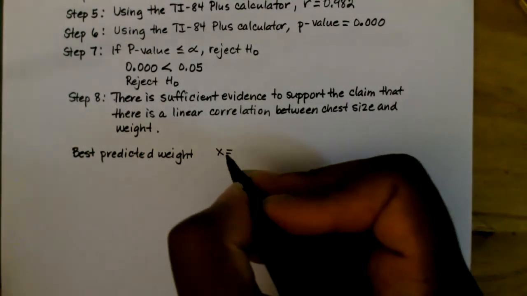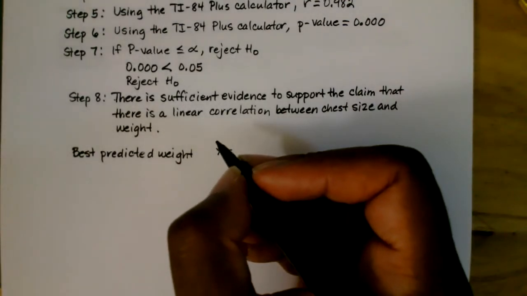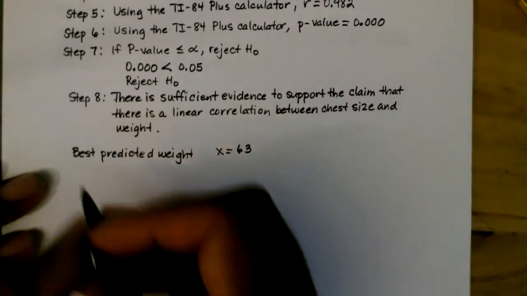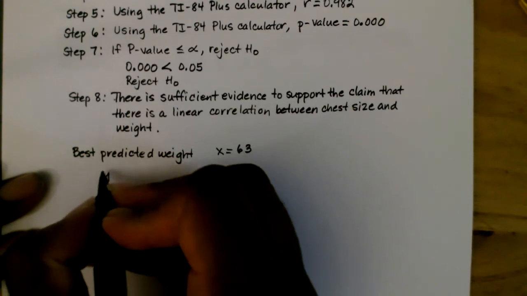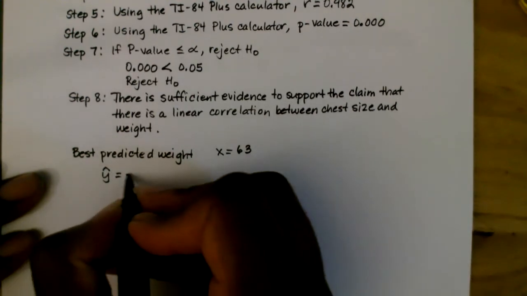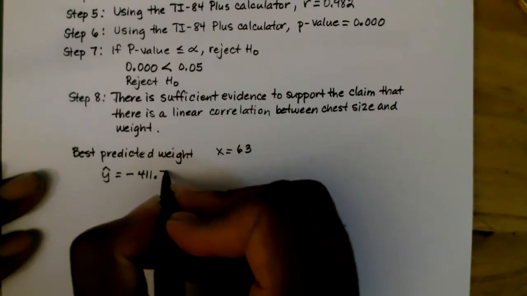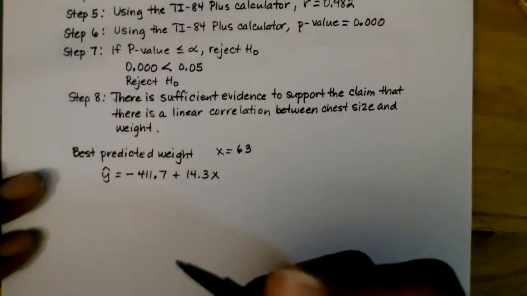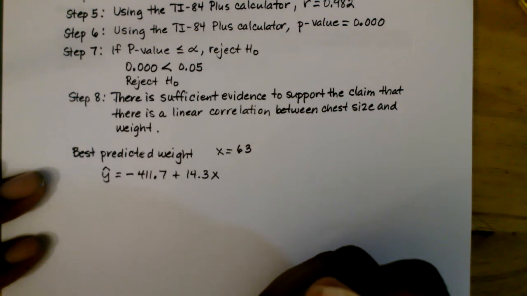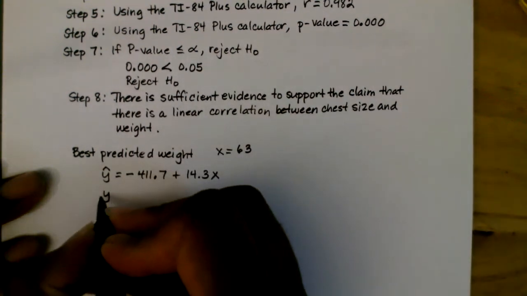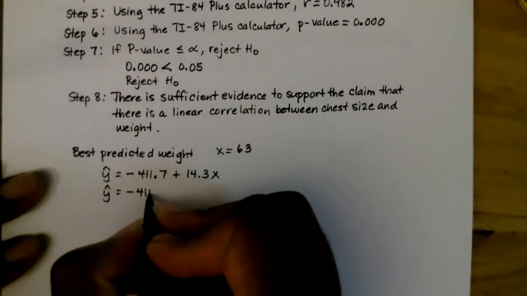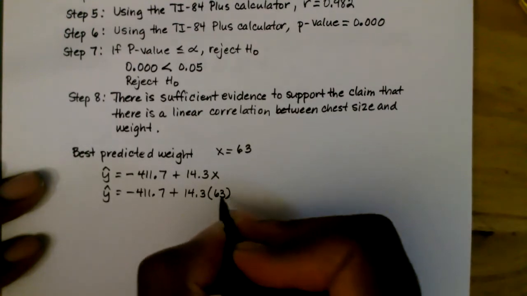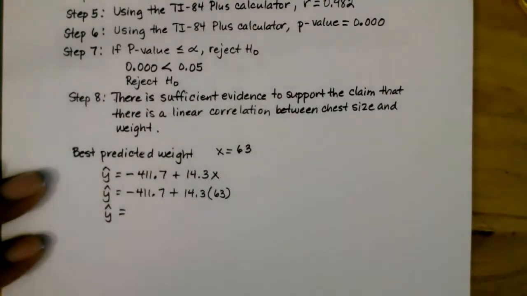And it says here, we want the best predicted weight of a bear with a chest size of 63 inches. So in this case, we use that regression equation that we came up with. That's y hat is equal to negative 411.7 plus 14.3 times x. And x is 63, so here y hat is equal to negative 411.7 plus 14.3 times 63. So just simplify that.